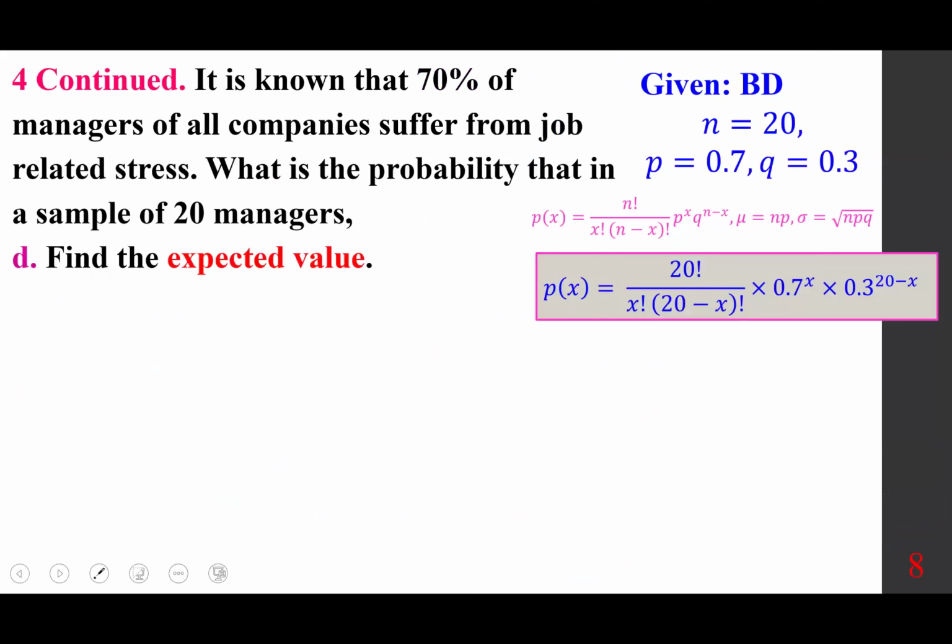Same question, we want to find the expected value. Expected value, mu is n times p. 20 times 0.7, 14. So that means among 20, we expect 70% of them, or 14 on the average, to suffer from stress. That's the concept.